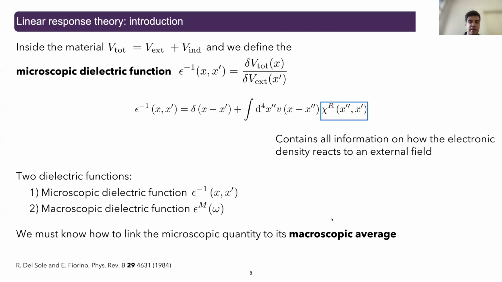All those expressions together let you define the inverse microscopic dielectric function as a functional derivative of the total potential with respect to the external potential, and also give you an equation for how to compute it, which involves only the Coulomb potential and the density-density response function, which contains all the information on how your density evolves under the external field. So now we have two dielectric functions, one which is microscopic and one which is macroscopic. And we need to know how to relate each other. That is to say, we need to know how to take a macroscopic average.